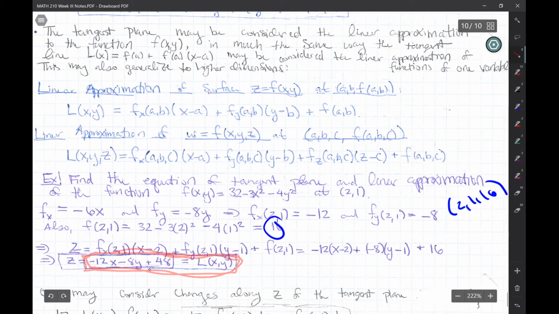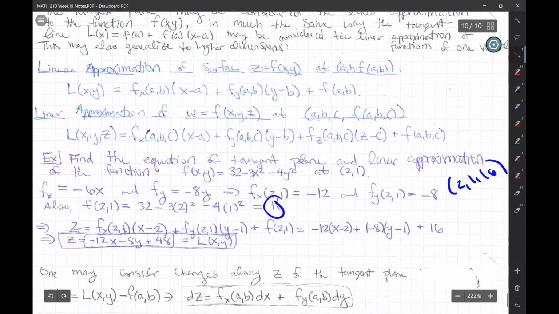We're getting a function of two variables which we'll call L(x, y). But they're equal to the same thing, right? This tangent plane you could write more generally. You could even move the z to the other side. But the function of two variables that you would get for z is the linear approximation.